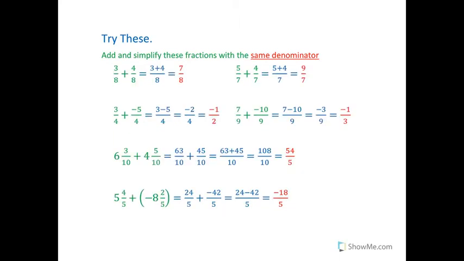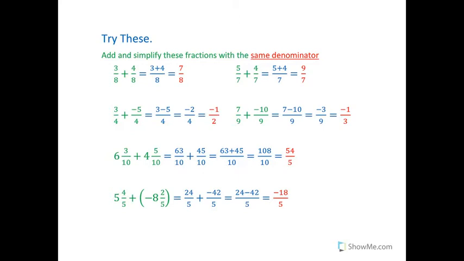All right, again, the denominator is the same. You keep it. 3 plus 4 over 8 is 7/8. 5 plus 4 over 7 is 9/7. 3/4 plus a -5/4 is 3 minus 5, which is -2/4, but reduce to -1/2. And 7/9 plus -10/9, 7 minus 10 is -3, reduced to -1/3.